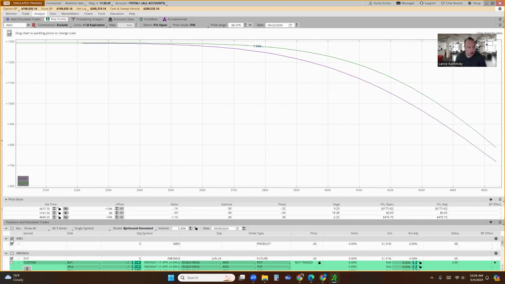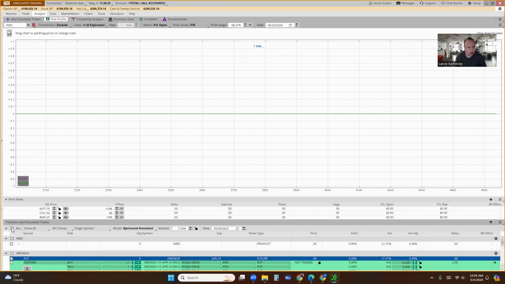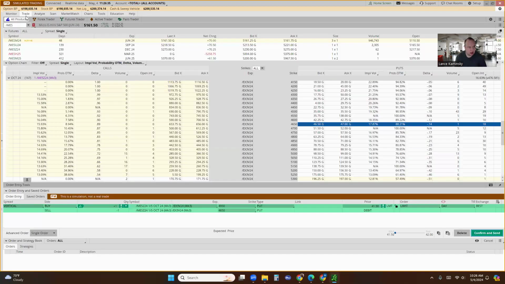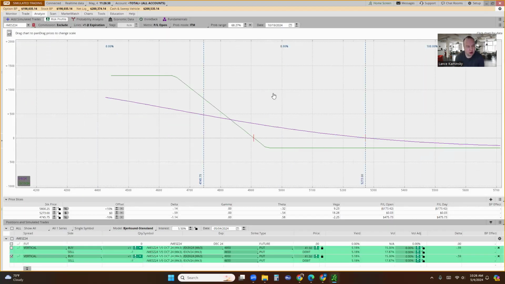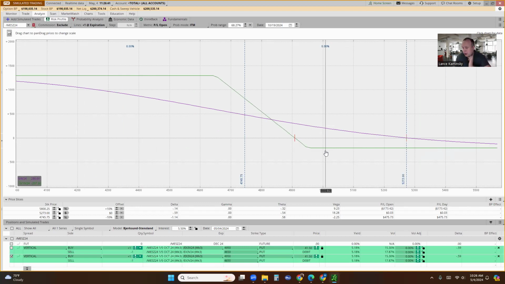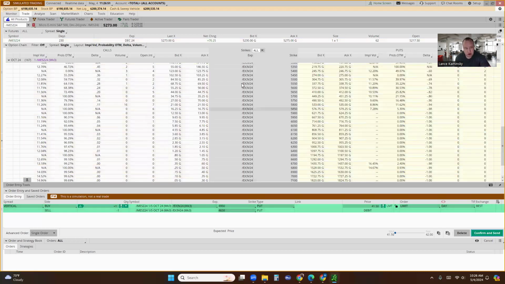Let's double check here. I have the other trades on, so let's check. What's this one? There we go. So it's an initial debit. That's why this green line is below the current zero value. You're going to have to pay the cost of the debit to take this trade on, about 4150.